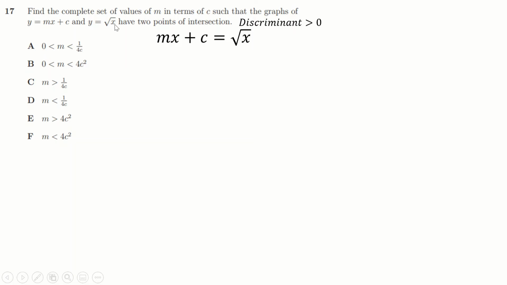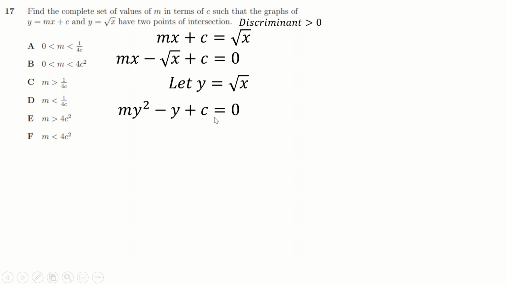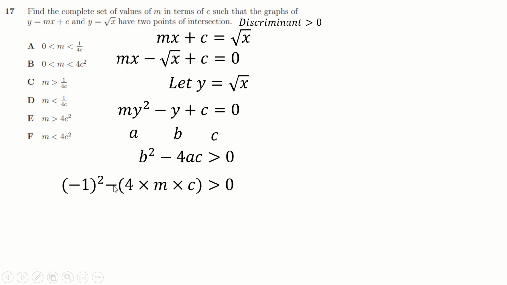So let's set this equal to this, rearrange, and now this is a quadratic. It doesn't really look like one, but if you let y equal root x, then when I square this, I get x, which means y squared is x, and I get my quadratic. I need 2 points of intersection, which means my discriminant needs to be bigger than 0, which means b squared minus 4ac is bigger than 0. That's a is m, b is minus 1, and c is c. So I get minus 1 squared, minus 4 times m c is bigger than 0, which is this, rearrange for this.